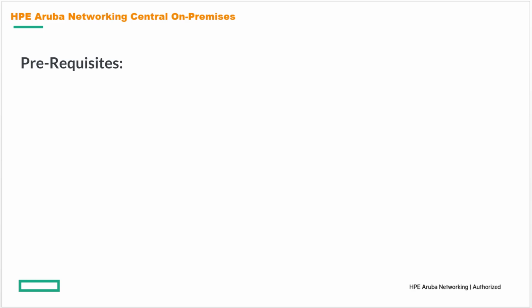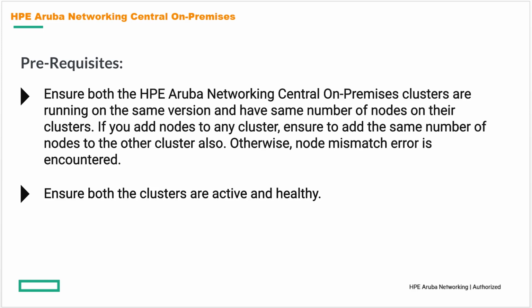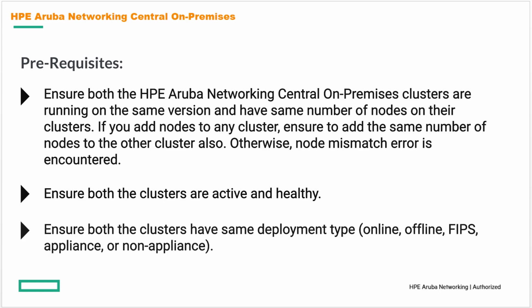These are the prerequisites. Ensure both the HP Aruba Networking Central on-premises clusters are running on the same version and have the same number of nodes in their clusters. If you add nodes to any cluster, ensure to add the same number of nodes to the other cluster also. Otherwise, a node mismatch error is encountered. Ensure both the clusters are active and healthy. Ensure both the clusters were installed using the same deployment type, like online, offline, FIPS, appliance, or non-appliance.